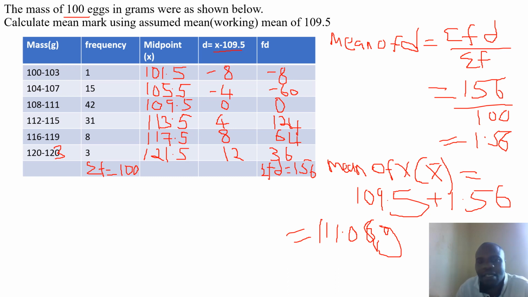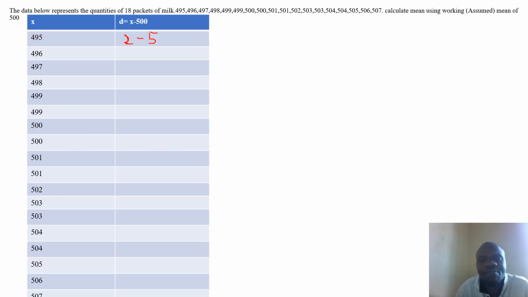Next, let us get the mean of a single data or ungrouped data. We have the data below representing the quantities of 18 packets of milk. Calculate the mean using the working assumed mean of 500. The next thing I'm supposed to do is have the column for D, the difference column, so that I can get the mean of D, and then add it to the assumed mean.